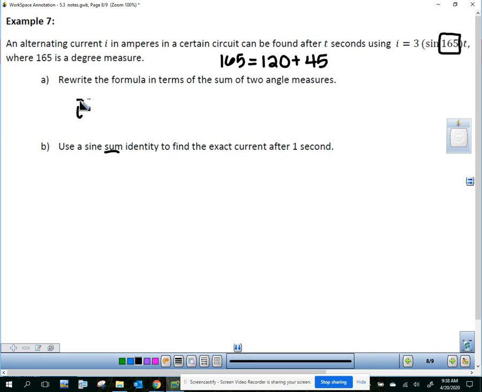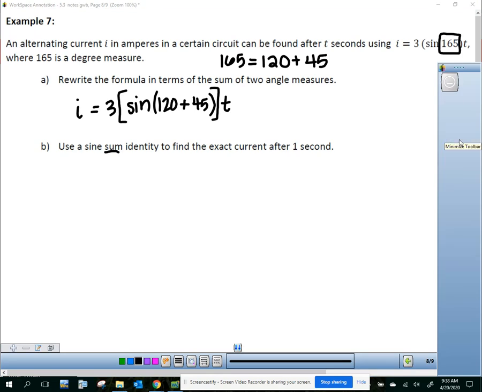So I'm going to say I is 3, and then I'm going to use brackets to show I will do the sine of 120 plus 45 first. It's in brackets. And then you've got t on the outside. It says rewrite that formula in terms of the sum of two angle measures. So that piece is done.